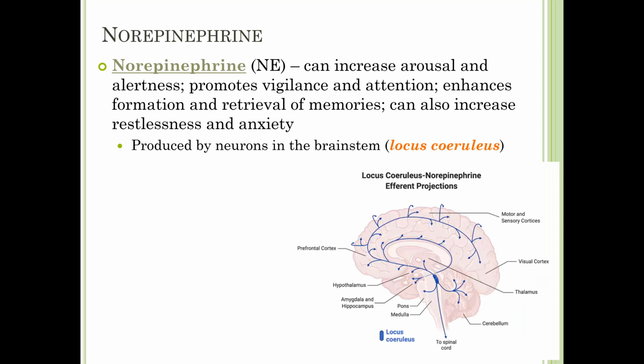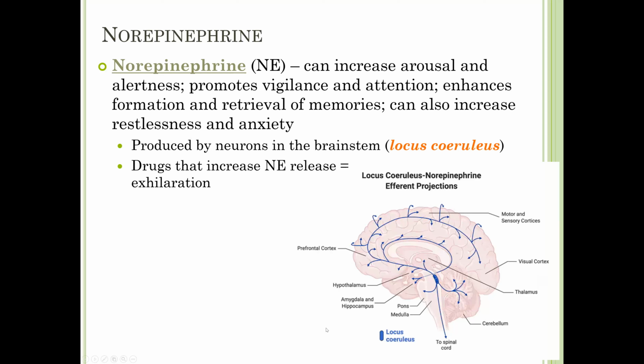So it is produced by neurons in the brain stem called the locus coeruleus. And so it's this little area shown in the blue circle. That is the noradrenergic neuron origination point. And so from this point, the neurons send their axons again all throughout the cerebrum, the limbic system, and the cerebellum, and even down to the spinal cord.